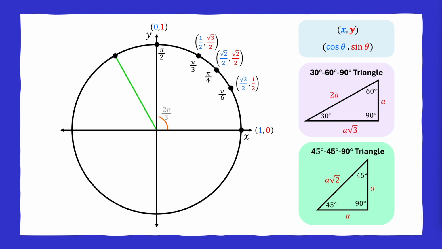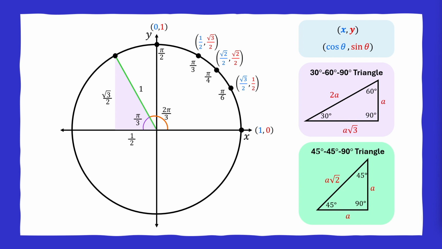Now let's consider 2 pi over 3 radians. The reference angle is pi over 3, meaning the triangle formed is the same as for pi over 3 radians in the first quadrant, but now the terminal side is in the second quadrant. The hypotenuse remains 1, and the side lengths are unchanged. However, the x-coordinate is negative because it extends left of the origin, while the y-coordinate remains positive.